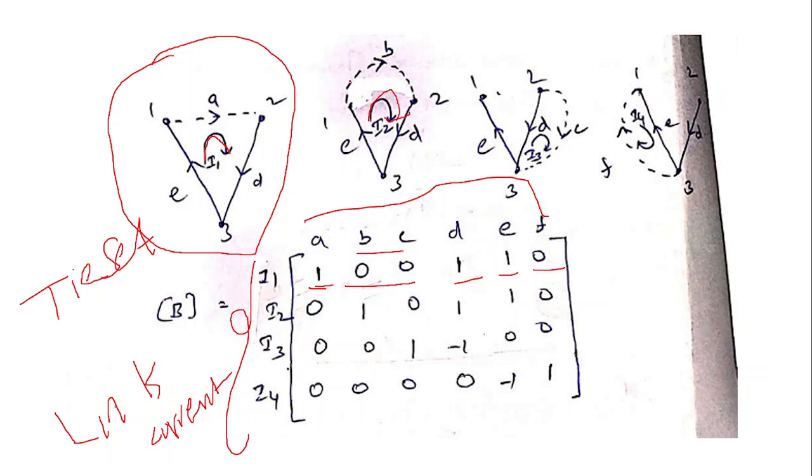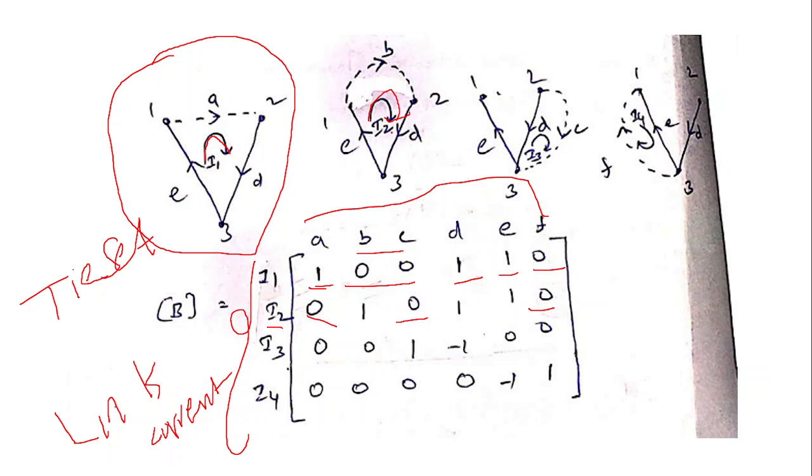Now what are the branches not available in this? A not available, C not available, F not available. So A, C and F are zeros for the link current I2.